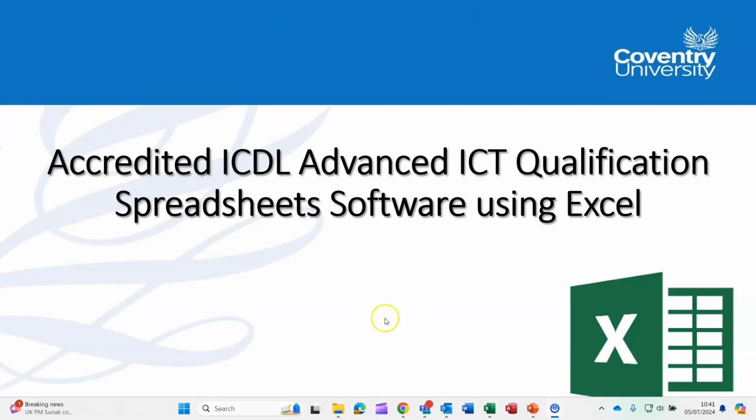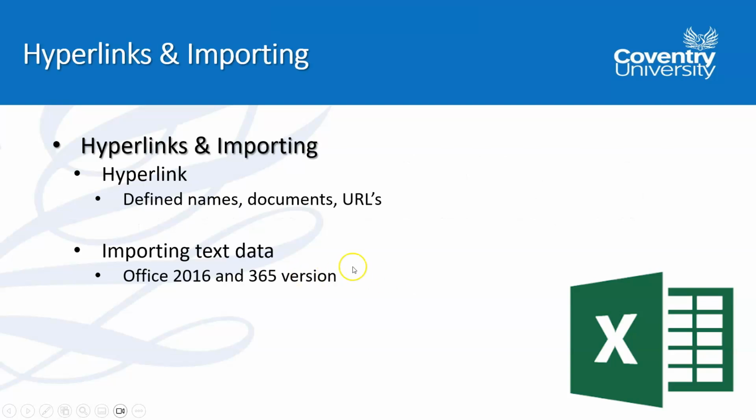With regards to this particular area, the importing bit is slightly different for the 365, so I'll be adding a little version in there so that you can see the differences. It's very minor. So that's what we're going to be looking at, all the different areas that you can hyperlink in spreadsheets and how to import using Office 2016 and 365.